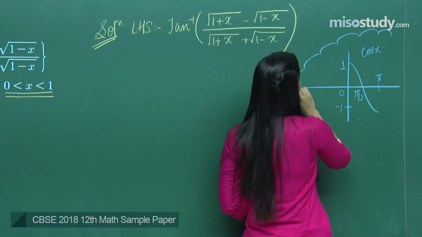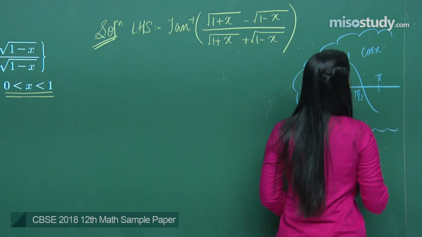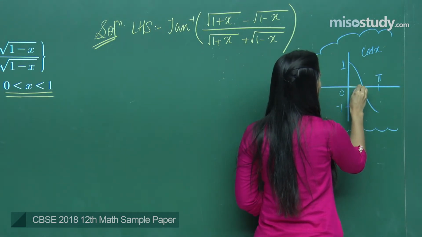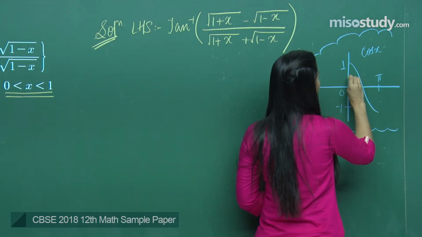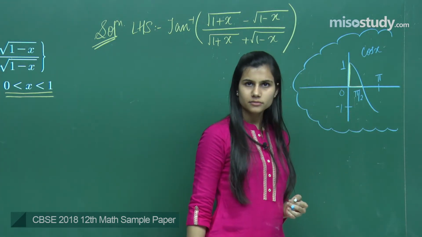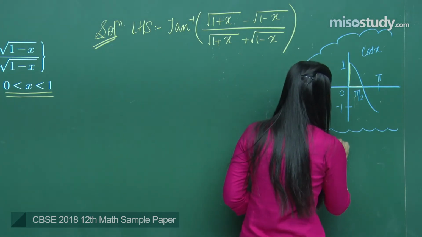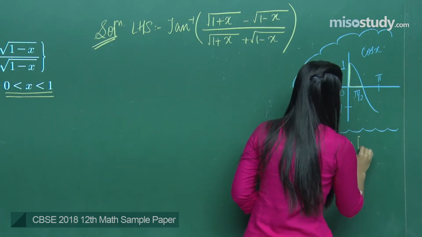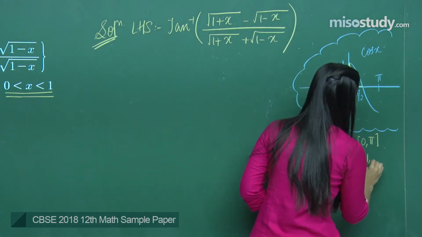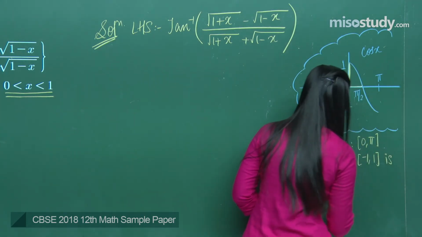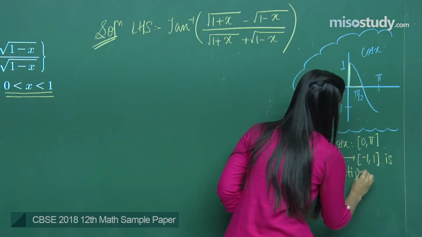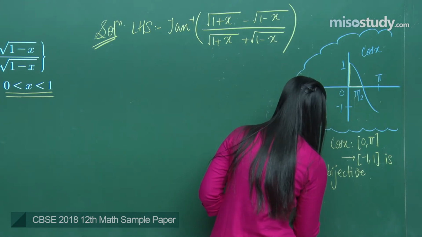Just recall the graph of the cos function. You can see that when the angle ranges from 0 to pi by 2, the cos function gives you values from 0 to 1, right? So I know that cos x from 0 comma pi, which is its principal domain, to minus 1, 1 is bijective, correct?